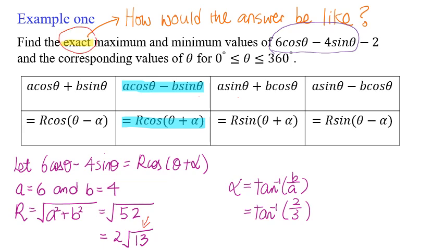That's why there's these questions for you to ponder. How would the answer be like? All right, so because it's exact, you can't leave it in 3 significant figures. It has to be in surd form. Right, but alpha is okay. You can leave alpha as one decimal place. In between is 2 decimal places. Final answer is 1 decimal place.